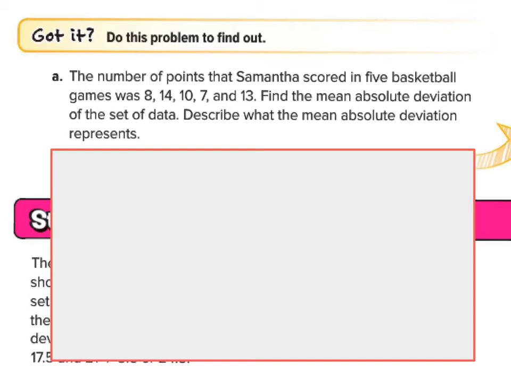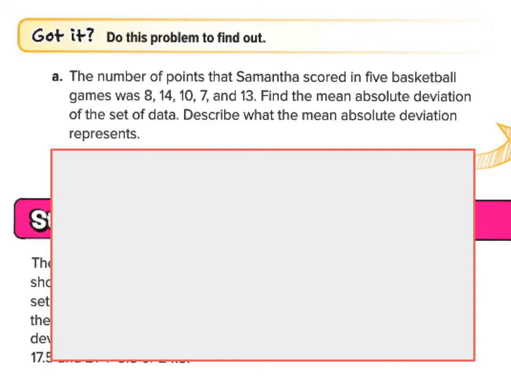Okay, now we get to try it. A. The number of points that Samantha scored in 5 basketball games was 8, 14, 10, 7, and 13. Find the mean absolute deviation of the set of data. Describe what the mean absolute deviation represents.